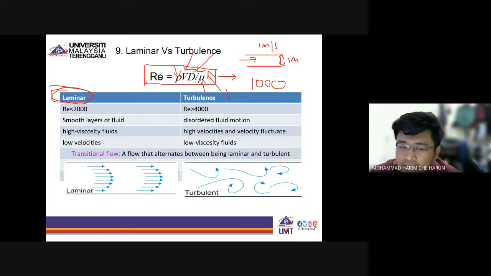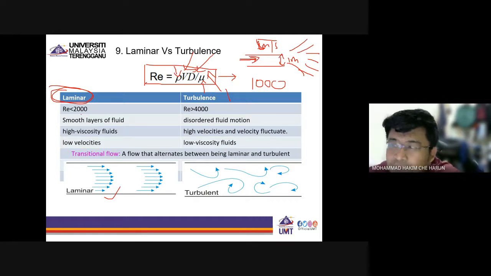So this is laminar. But if you use a different velocity of water coming through inside the pipe, a tube here, let's say you use 5 meters per second in a 1 meter pipe, the water coming out will become turbulent.